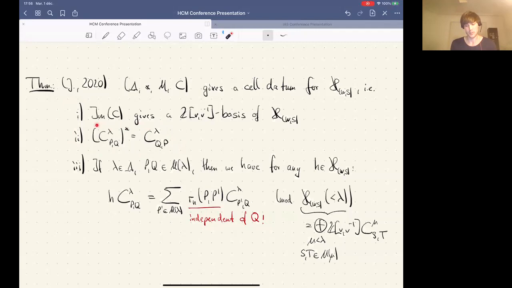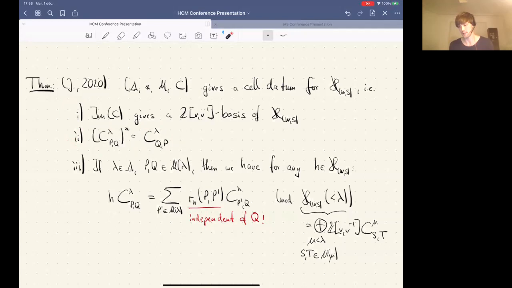This basis element under this anti-involution basically is just sent to the basis element where I swap the two parameters, the two standard tableaux. And this follows more or less from the Robinson-Schensted correspondence and the symmetry theorem.